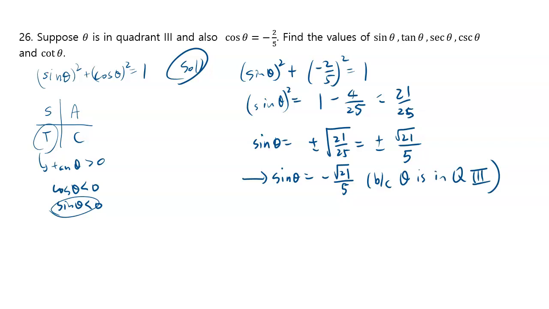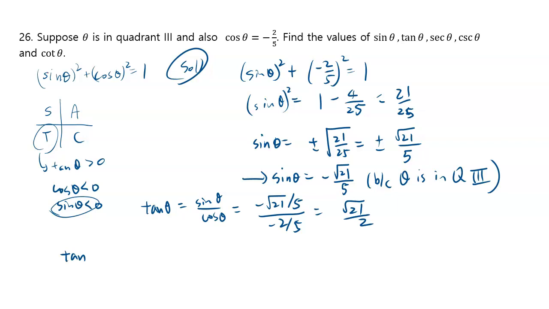Okay. Once you get the sine value, then you can get the tangent by using sine theta over cosine, which is negative square root of 21 divided by 5, over negative 2 divided by 5. 5 cancels, and you get square root of 21 over 2. Alright. So we got the tangent, cosine, and sine so far.